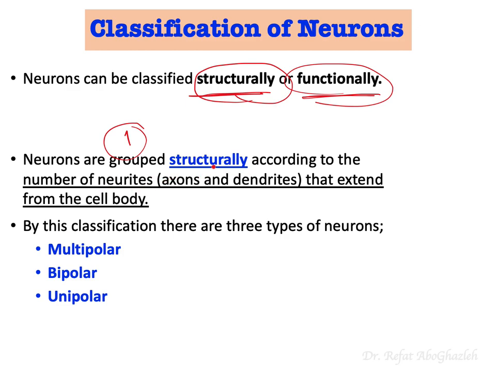We classify neurons according to their structures by the number of neurites. What does it mean when you say neurites? You are talking about the axons and dendrites. The number of axons and dendrites, both we call neurites. So depending on the number of neurites, we classify neurons structurally into three types: multipolar neuron, bipolar neuron, and unipolar neuron. If you look at these terms, you see multi, that means many, bi, that means two, uni, that means one, right?